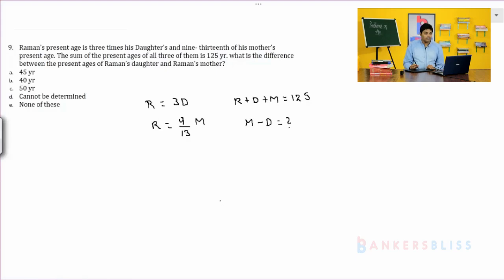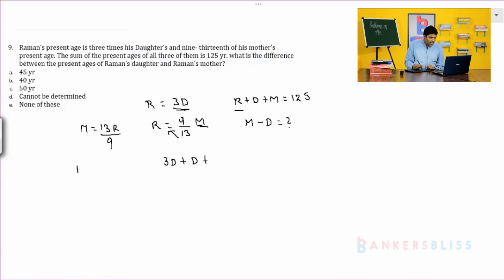So R plus D plus M is equal to 125. What do you mean by R? R is nothing but 3D. So in the place of R, I can write 3D. So 3D plus D as it is. What do you mean by M? M means 13 into R by 9.